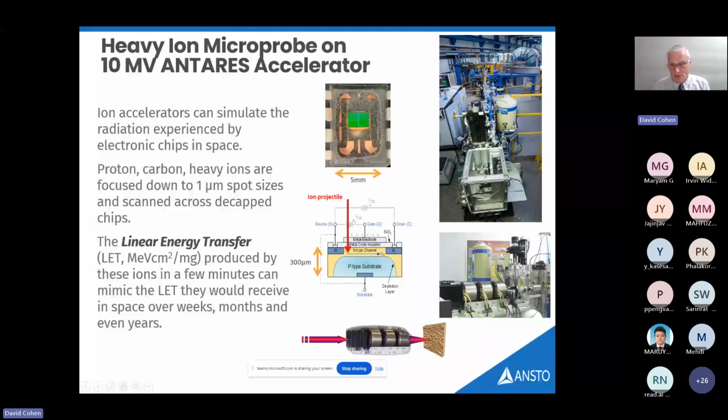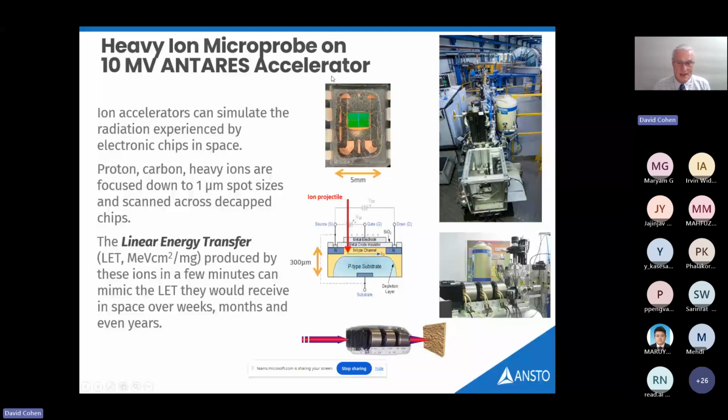We focus these with a quadrupole. You see down here, a 1 centimeter beam comes into this quadrupole. The quadrupole focuses it down. We have a scanning system on the back so we can scan a 1 micron beam over several millimeters. And then if you take a chip, you decap the encapsulation of that chip.